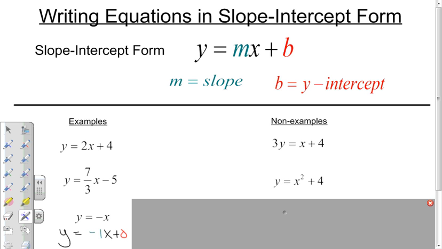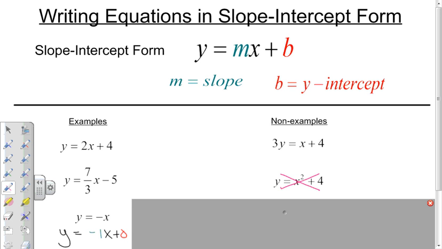Another example here, which is a non-example, is y equals x squared plus 4. Well, if you notice, the exponent of the variable term of x in y equals mx plus b form is 1, and in this, the exponent is 2. So not only is this not in y equals mx plus b form, but you can't make it into y equals mx plus b form because it's in fact not a line.